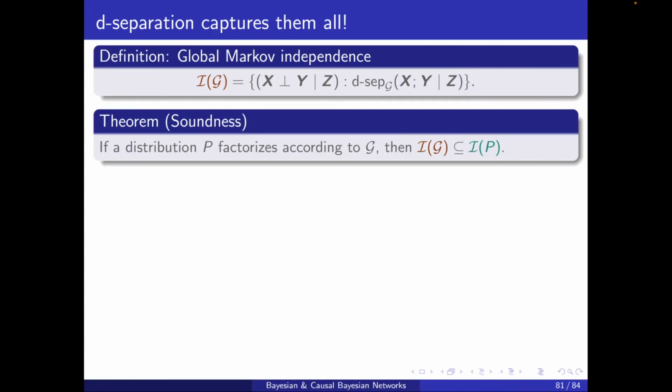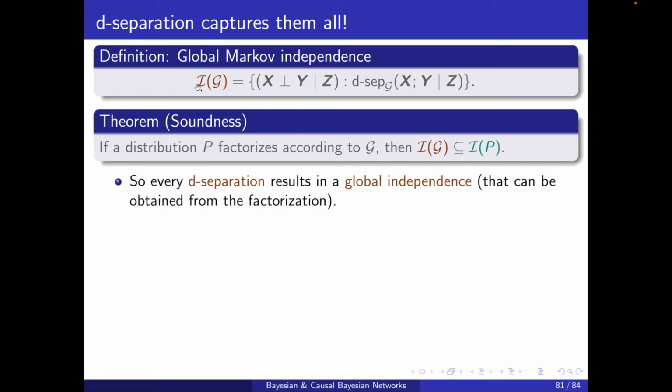Now, d-separation captures them all. So we already had this part, the definition of IG, the soundness theorem, which says that if a distribution P factorizes according to G, then IG is a subset of IP. All of them are captured. So every d-separation results in a global independence that can be obtained from the factorization.